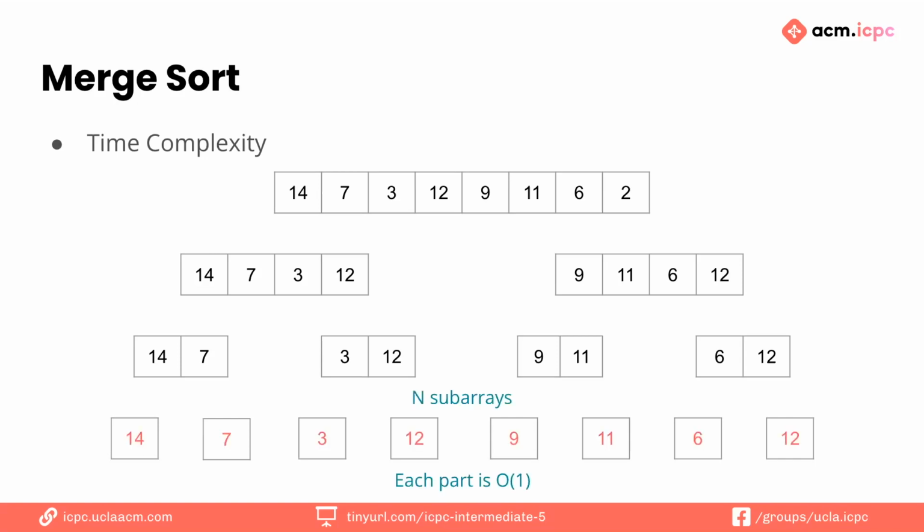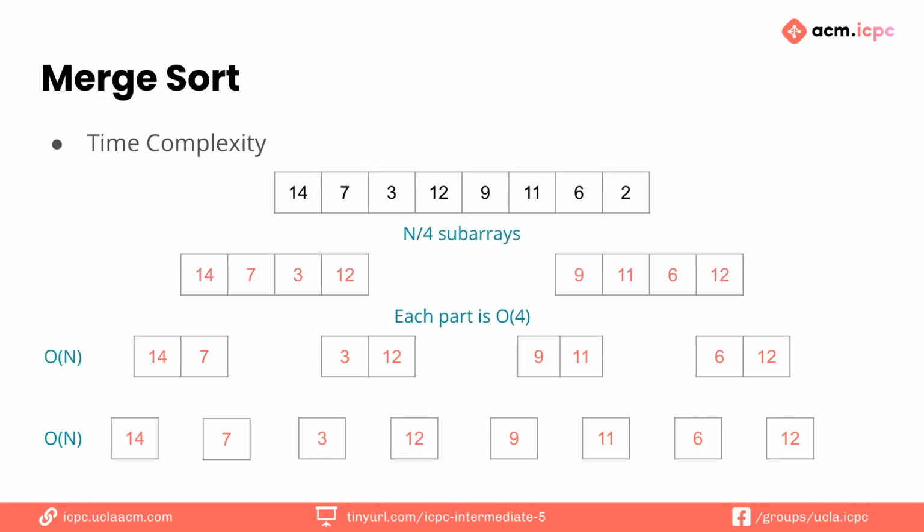So in the bottom layer, we have n subarrays, and merging these or getting the answer for this is each O of 1. So the total time complexity of this bottom layer is O of n. In this next layer, we have n over 2 subarrays, and merging or getting the answer for this is O of 2. Again, the merging is just O of whatever the length of the array is. So in this layer, your complexity is also O of n. Same with the next layer, and same with the last layer.